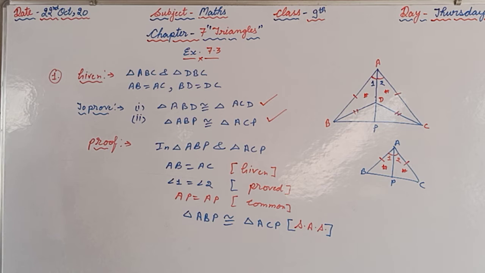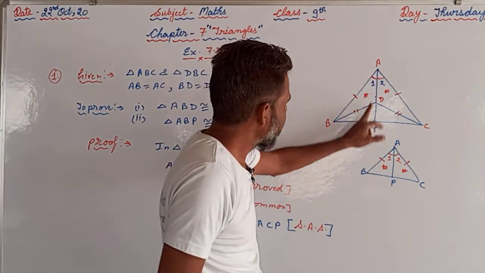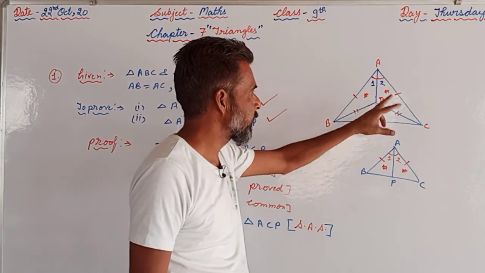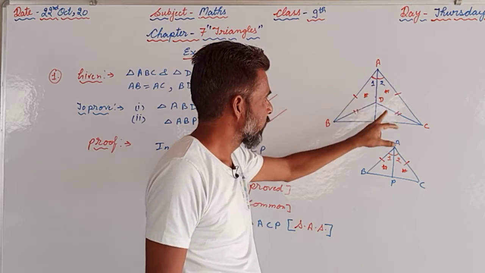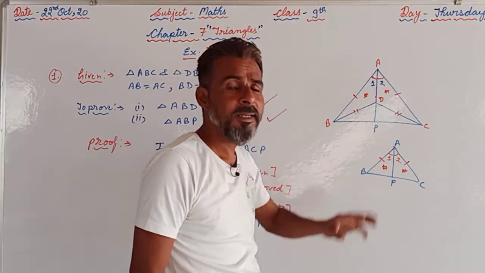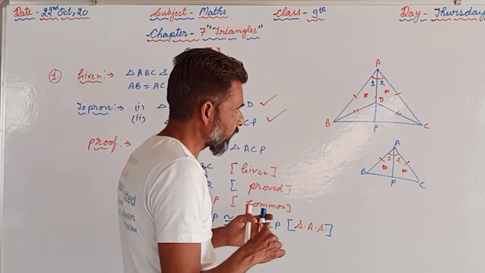AP bisects angle A as well as angle D. So AP bisects angle A, which we have proved: angle 1 is equal to angle 2 by CPCT. If angle 1 is equal to angle 2, it means AP is the bisector of angle A; it has divided it into 2 equal parts.